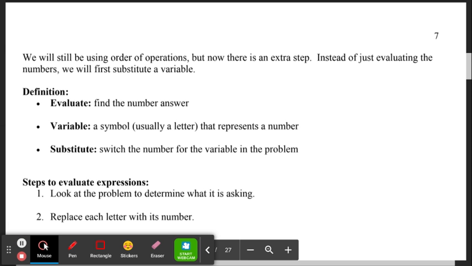The top of the page starts off with some definitions. So we're still going to be using order of operations, but now we have an extra step. Instead of just evaluating our expression, we have to substitute a number in for a variable.